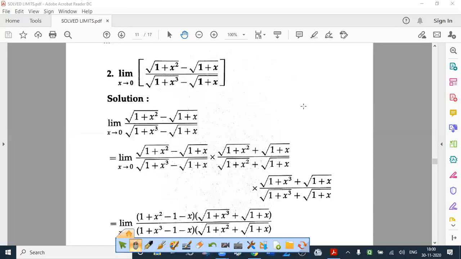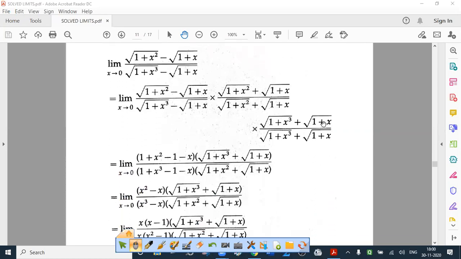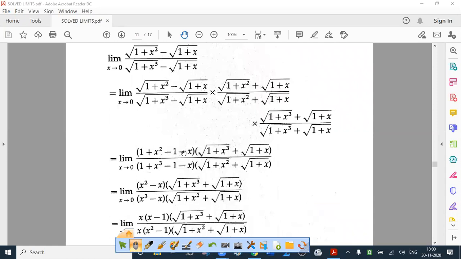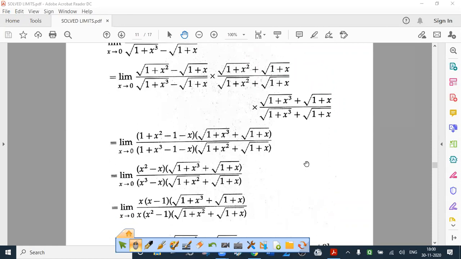Second, let me explain. Limit x tends to 0, root of 1 plus x square minus root of 1 plus x upon root of 1 plus x cube minus root of 1 plus x. Again, same logic. You have to rationalize both numerator and denominator. So that gives me the numerator as x square minus x, into this as it is. What about the denominator? x cube minus x. Now, from these two terms, take x common to get x minus 1. From these two terms, take x common to get x square minus 1.